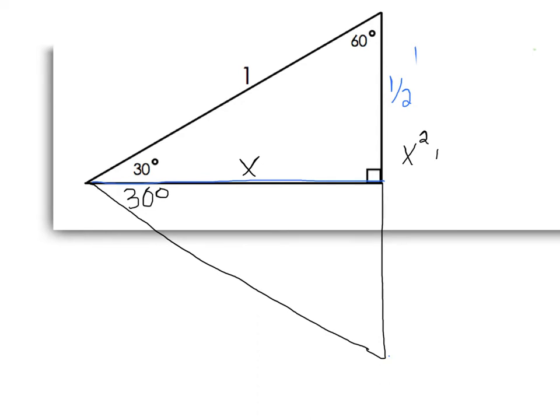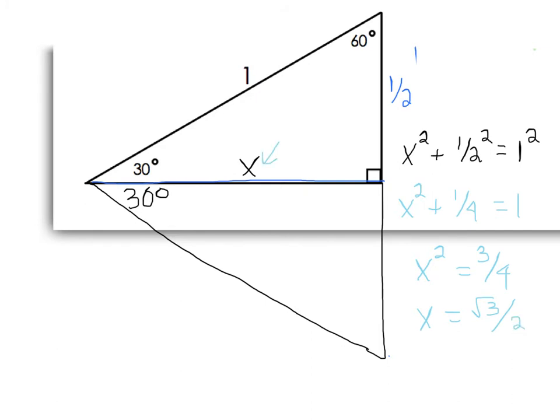So we have x squared plus 1/2 squared is equal to 1 squared. Once again, 1 is my hypotenuse, and that's why I'm able to do this process. So we have x squared plus 1/4 is equal to 1. So x squared is equal to, if we subtract 1/4 from both sides, 3/4. Take the square root of both sides, so x is equal to the square root of 3 over, well, the square root of 4 is 2. So this is going to be our side length here.